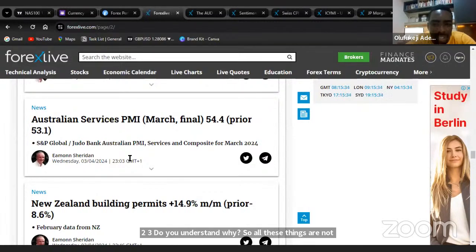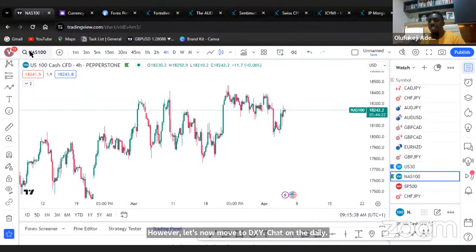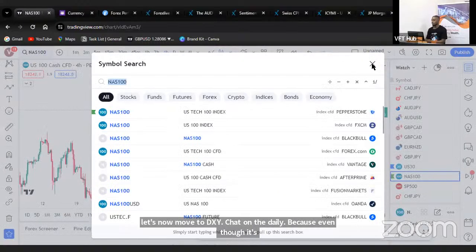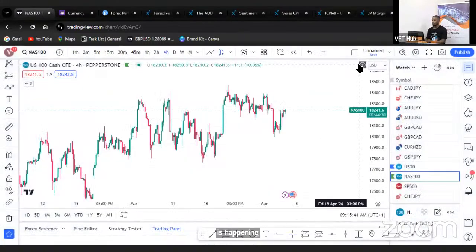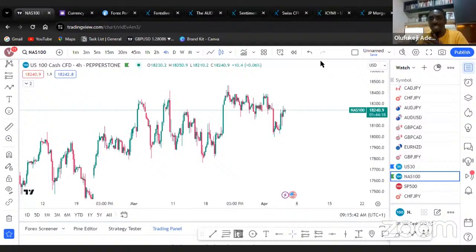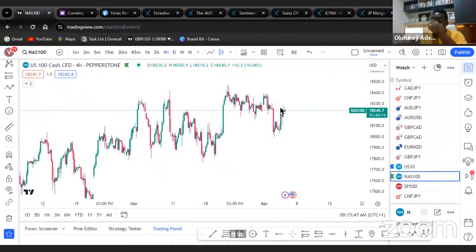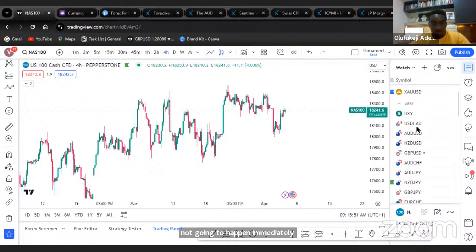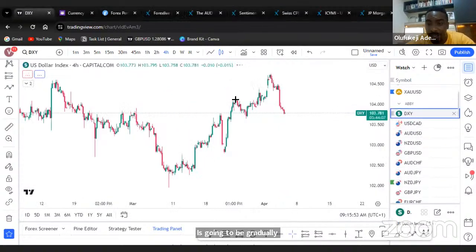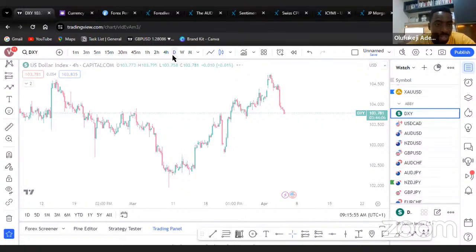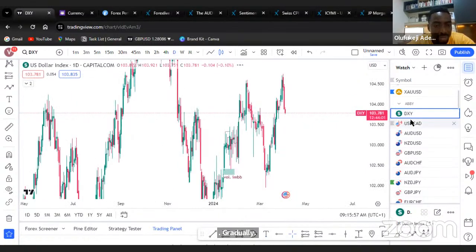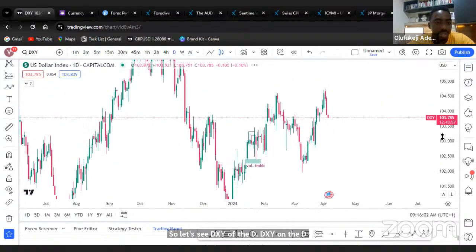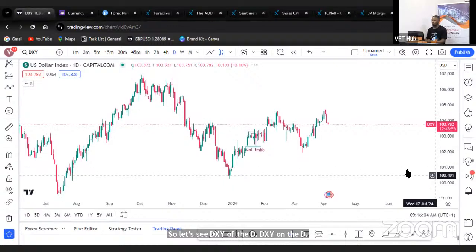However, let's now move to the DXY chart on the daily. Because even though this is happening in fundamentals, it is not going to happen immediately. It's going to be gradually, gradually, gradually. So let's see DXY on the daily.